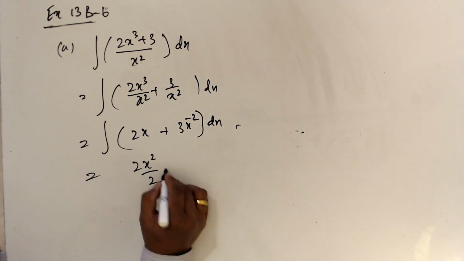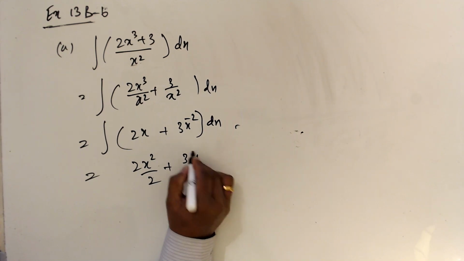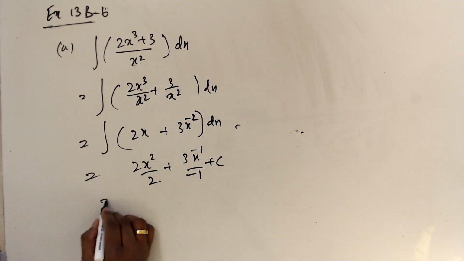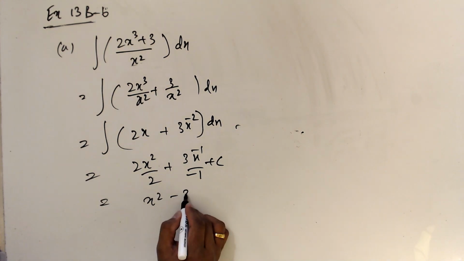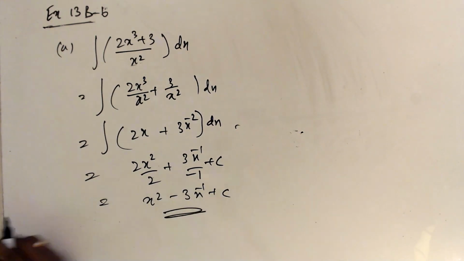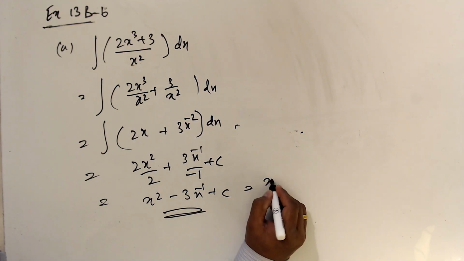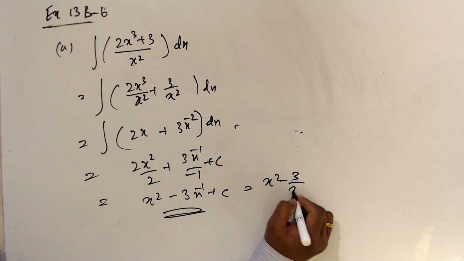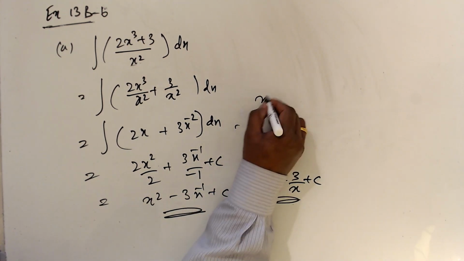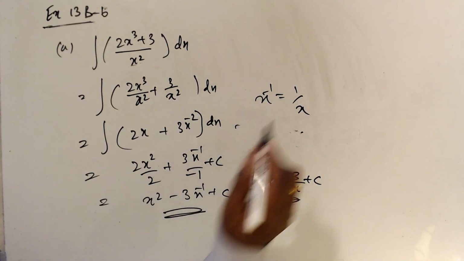x square over 2 plus 3x^-1 over -1 plus c. So this cancels out. x square minus 3x^-1 plus c. This one also you can keep in this form. Bring x^1 down because x^-1 means 1 over x.